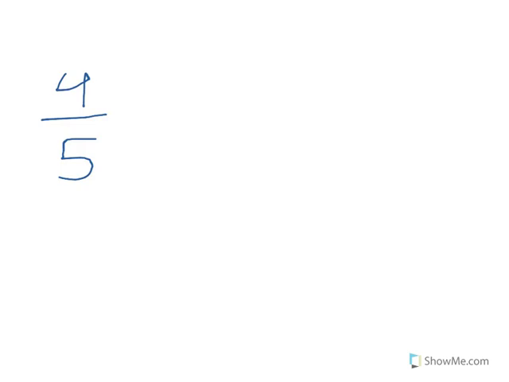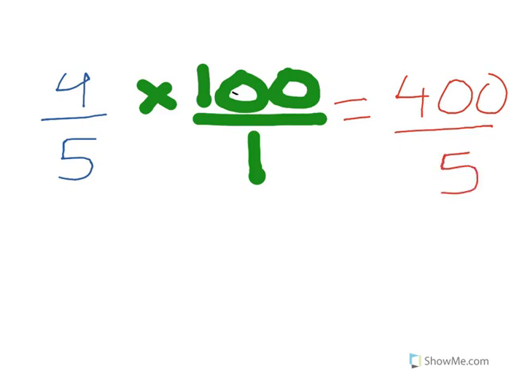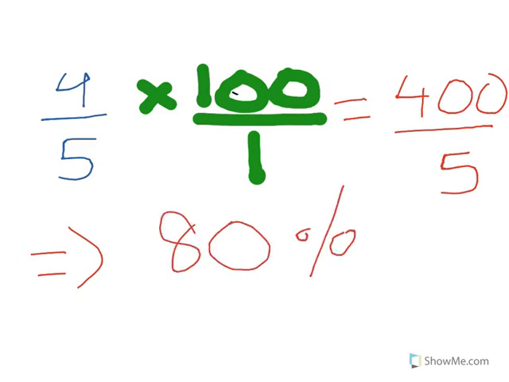In this tutorial, I'll be showing you how to convert a fraction into a percentage. That's a very important topic. It's very simple. When you're given a fraction, you simply multiply it by 100 over 1. So just multiply by that, and you get 400 over 5, which equals, when you divide, 80%. So 4 over 5 equals 80%.